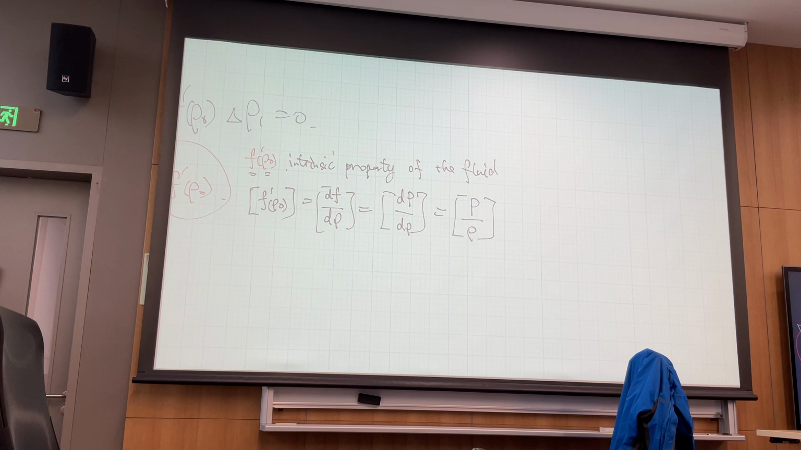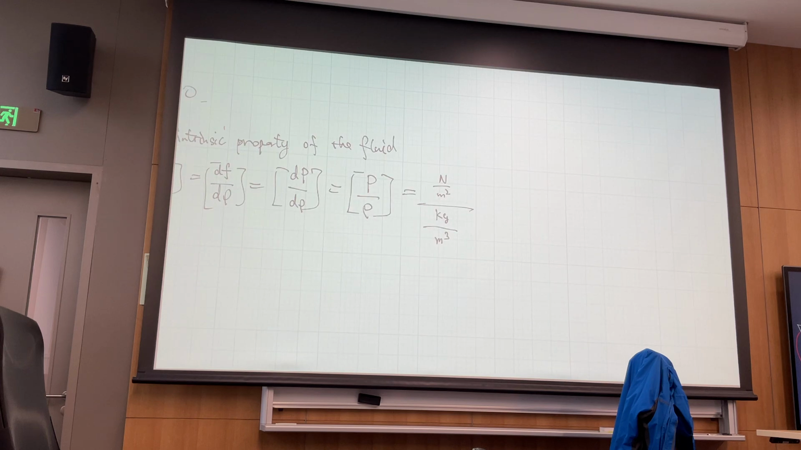Okay? First of all, what is the unit for p? p is pressure. So that should be Newton over meter squared. What about the unit for rho? That's density. So that's kilogram over what? Meter cubed. Okay. So now, but Newton is what? F equals ma. Don't forget F equals ma.